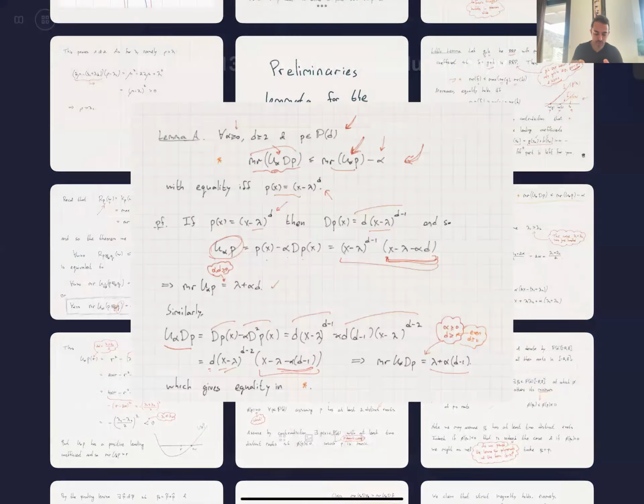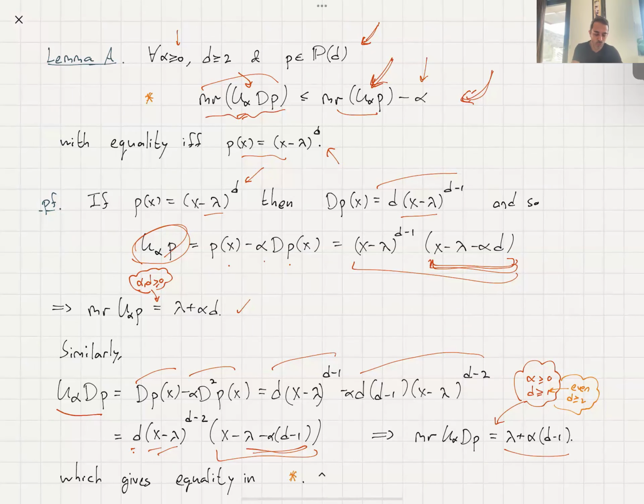So what did we prove so far? We proved one part of the if and only if direction. We proved that if the polynomial is of this form, then equality holds. Okay, and that will be used in the entire proof.